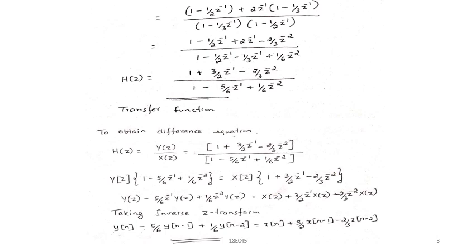Observe the past values of the output and input and the present values of input and output, that is y(n-1), y(n-2), x(n-1) and x(n-2). Now from the given h(n), I am obtaining a transfer function. Then by using the transfer function, I have to obtain the difference equation.